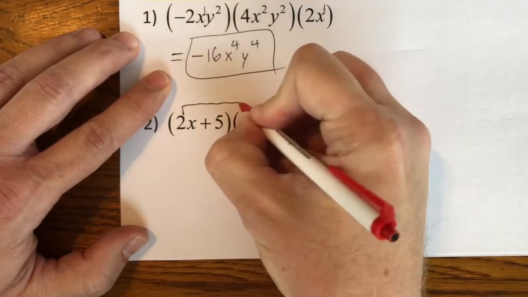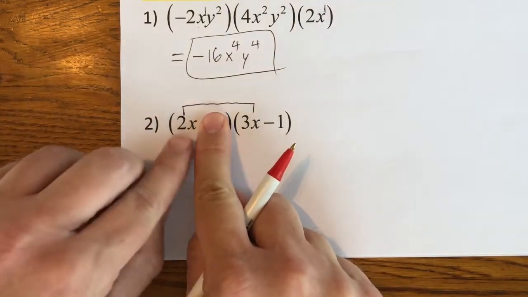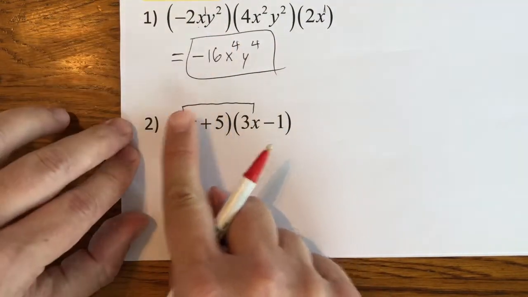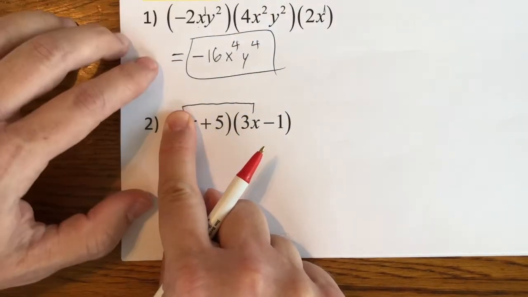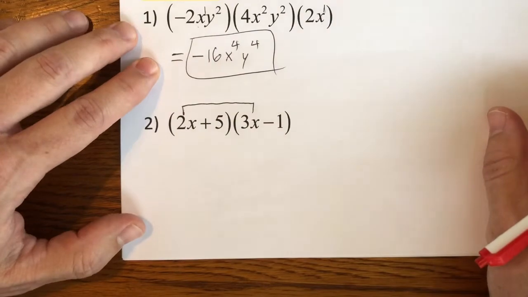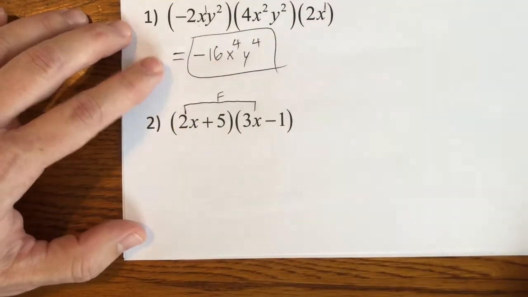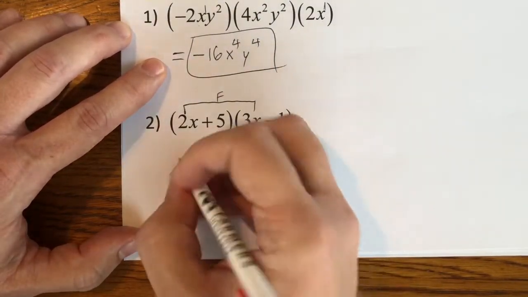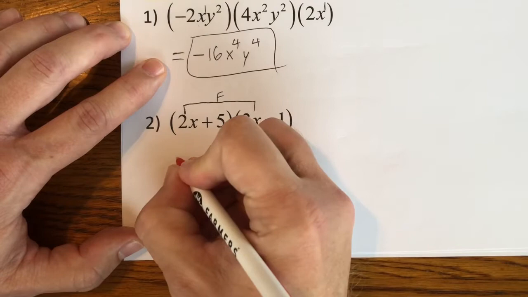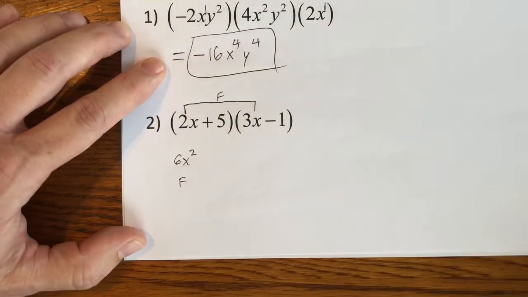You got 2x distributed through this first term. Because aren't you really doing 2x times this quantity? And then you're going to do 5 times this quantity as well. So let's see how that works out with FOIL. So what's FOIL? F-O-I-L, right? So the first part of FOIL would be 2x times 3x. 2x times 3x would be 6x squared. That's the first part of FOIL.